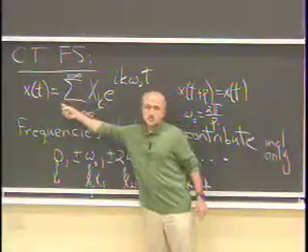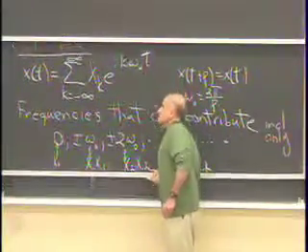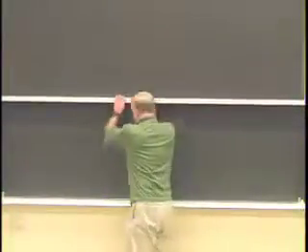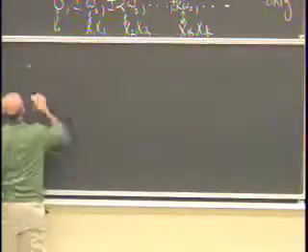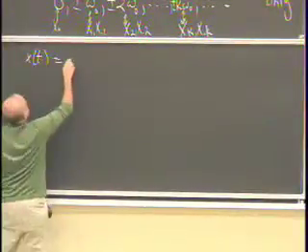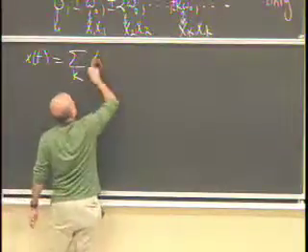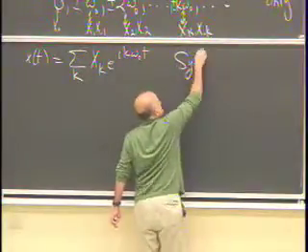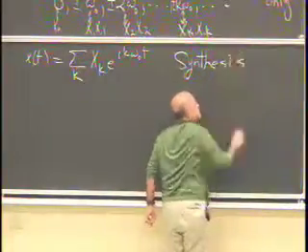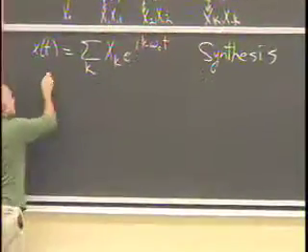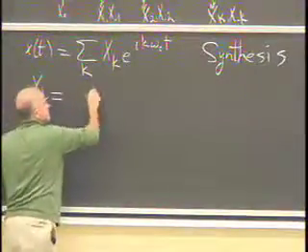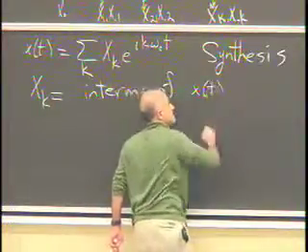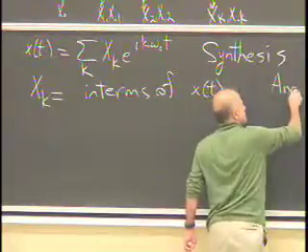This is the synthesis equation. You've already seen the synthesis equation. It's the one that tells you how to break up a signal, or how to synthesize a signal, by linearly combining complex exponentials. So x of t, I'll rewrite it here: the sum over all k of x sub k e to the i k omega naught t is the synthesis equation. And we're after the analysis equation, the one that tells you how to express x k in terms of x of t. This would be the analysis equation.